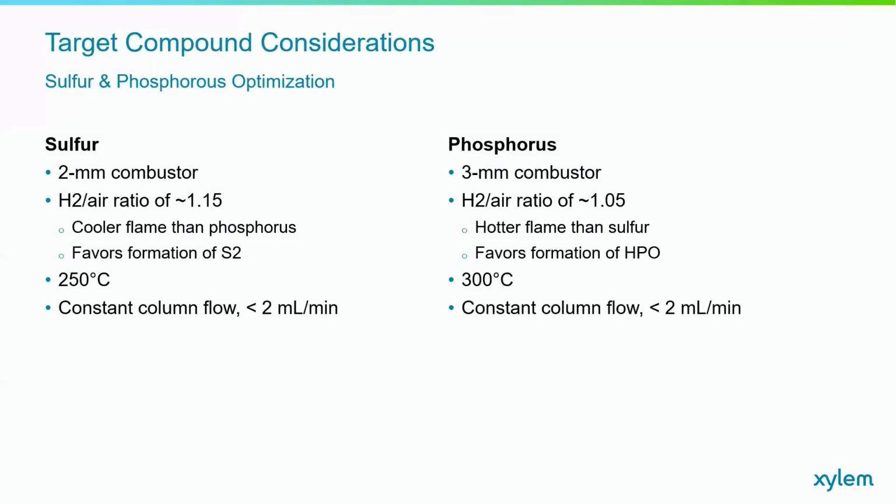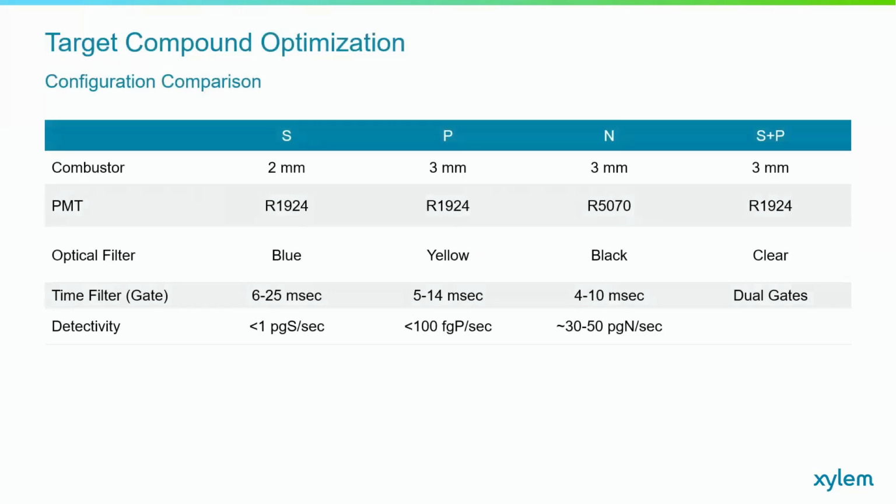So here is a comparison for sulfur and phosphorus, how to optimize the PFPD. It's the same here, but with a little more detailed information. You can also do nitrogen and other elements on this. Those are less common than sulfur and phosphorus.